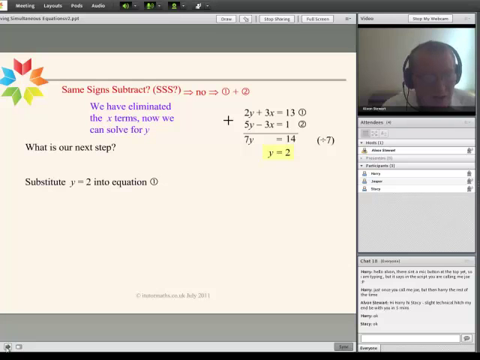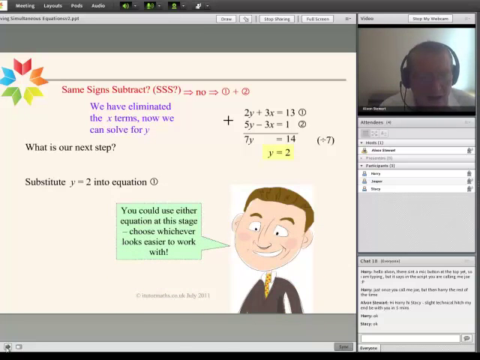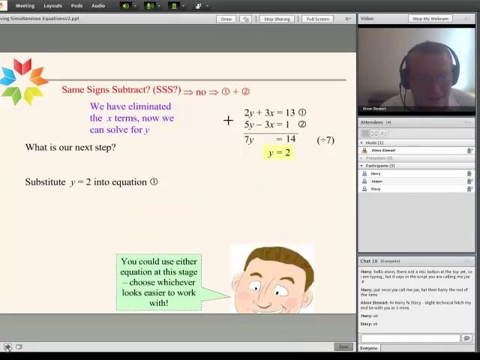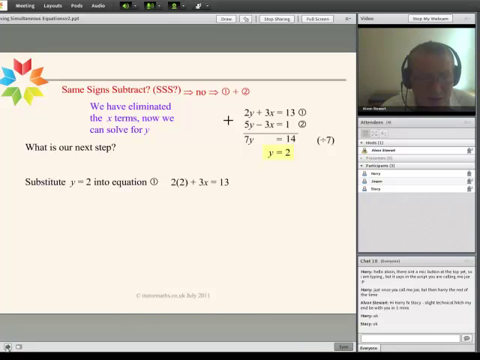So let's try putting y equals 2 into equation 1. We're going to get, and just a little hint there, I always pop up and give you little hints. It doesn't matter which one you use at this stage. You could use equation 1 or you could use equation 2. So we'll use equation 1. So we've got 2, and in the bracket the value of y, 2 times 2 plus 3x equals 13. So 4 plus 3x equals 13. Next step after that, Jasper?